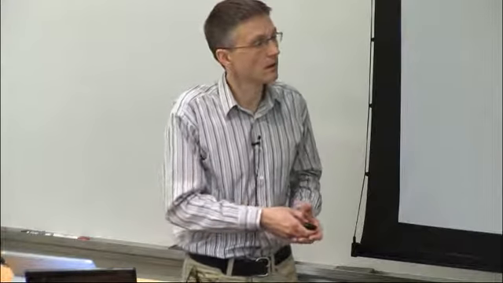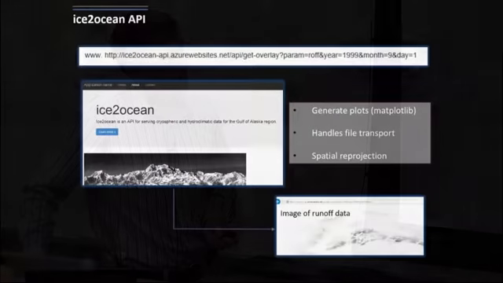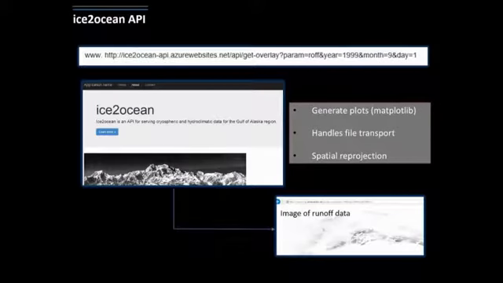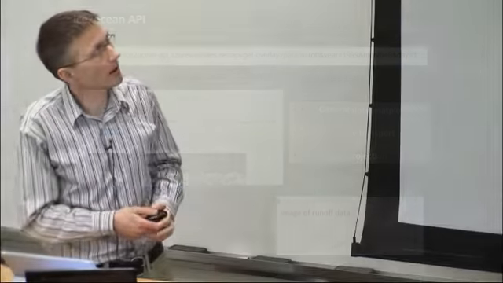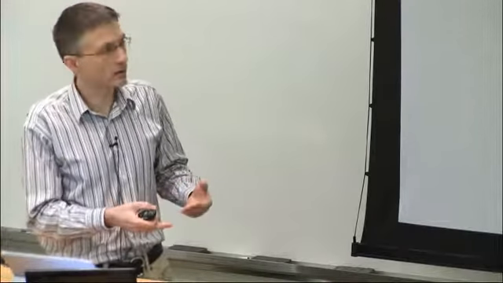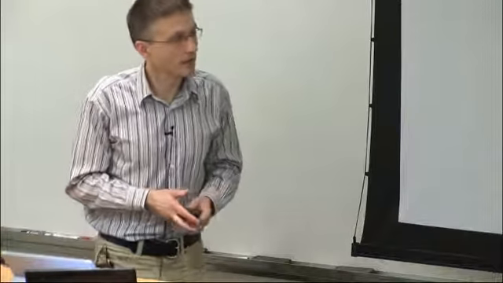I'm working on learning more about visualizations in Worldwide Telescope. I don't have anything to show you on that yet, but learning how to make use of those tools looks very promising as well. This is just the splash page of the Ice2Ocean API. It uses a REST web service to get, in this particular case, a runoff grid, which is output from the snow model for a particular year, month, and day. And then the API handles things like the plot generation, file transport, reprojecting, that kind of thing.